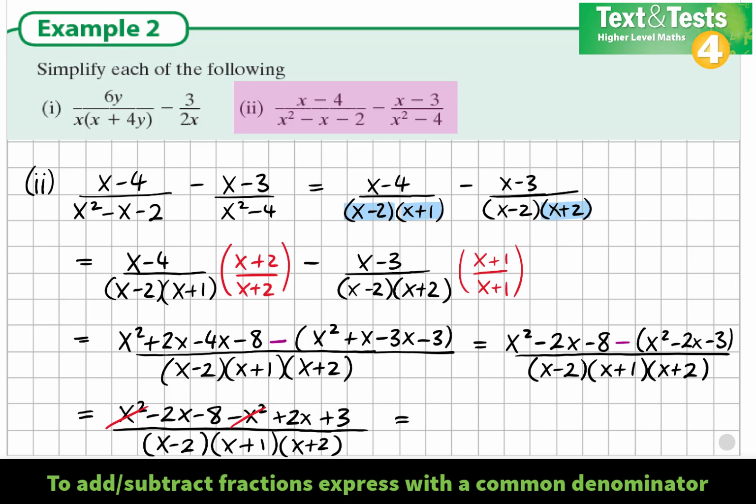We notice there's some cancellations. And we're left with just negative 5 as the numerator. The denominator hasn't changed and there's no need to multiply it out. We can leave it like that. That's your answer.